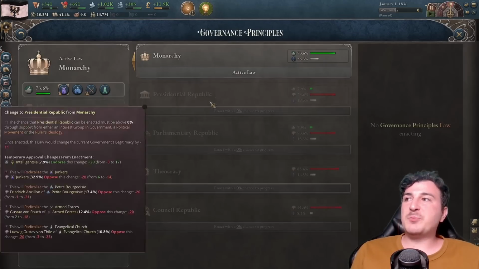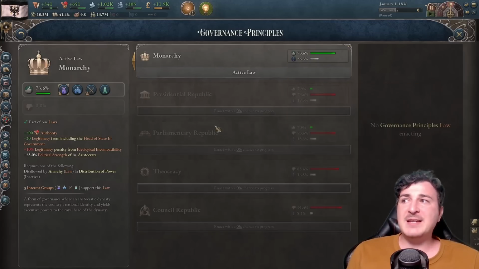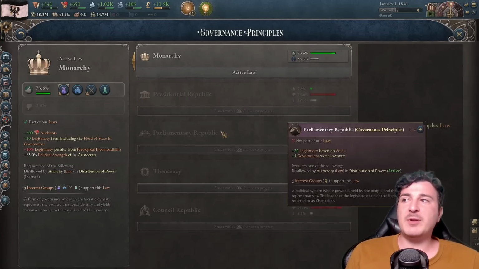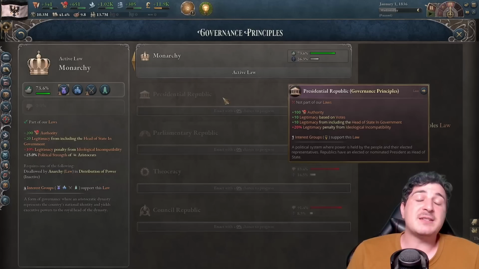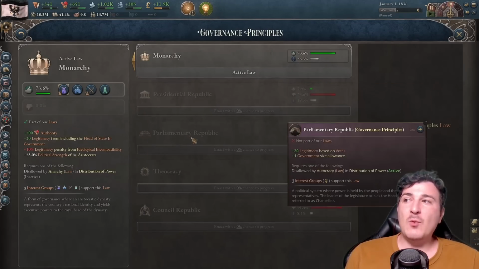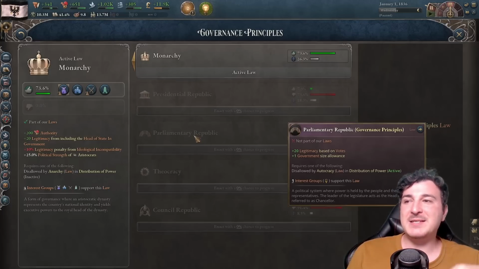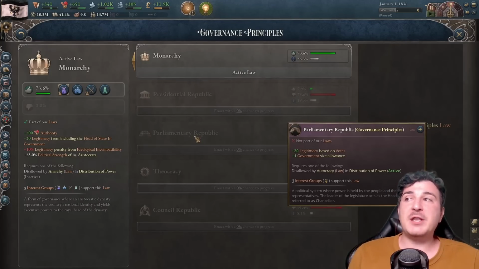So the governing principles, you can either be a monarchy, which most nations start off as, then you can either be a presidential republic or parliamentary republic. The difference is that as a presidential republic, you do get some authority, but you also get some penalty from ideological incompatibility. With this one, you do get a president, whilst with the parliamentary republic, kind of the same. Parliamentary one, you do get a chancellor instead, and you don't get the penalty that you get from the presidential republic. Overall, parliamentary republic is really great in the later part of the campaign if you can enact it.